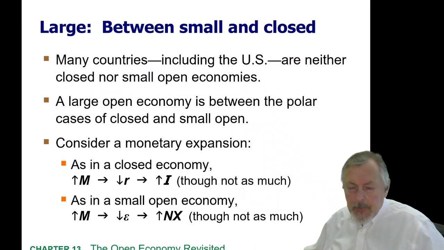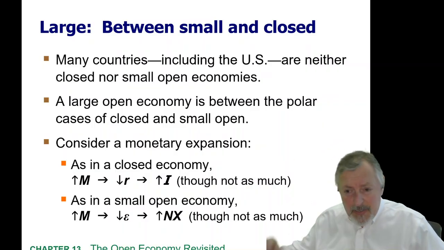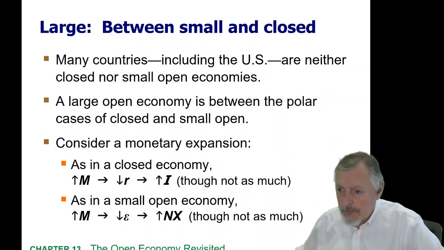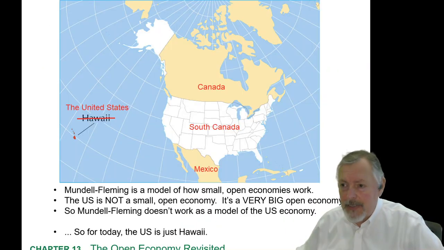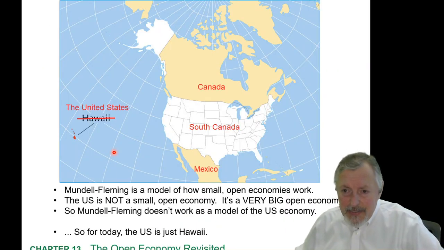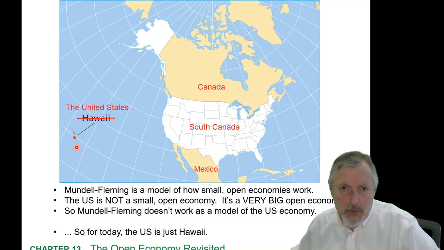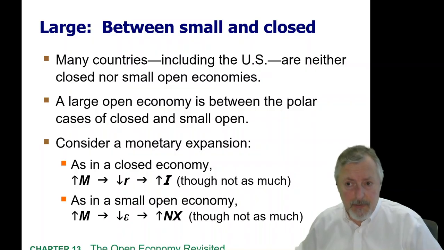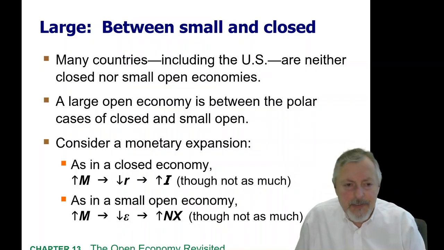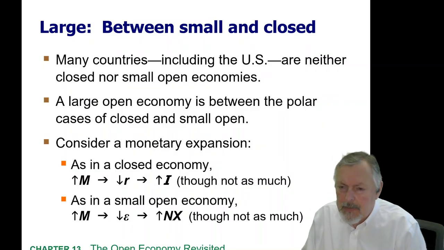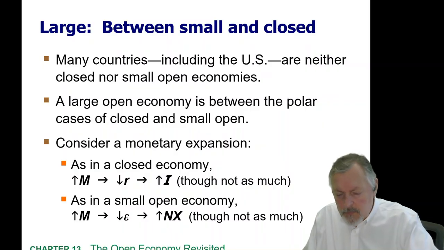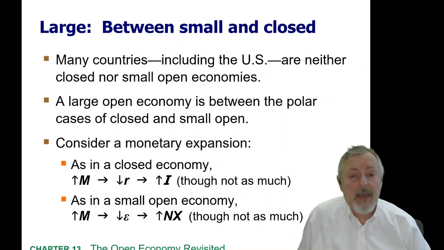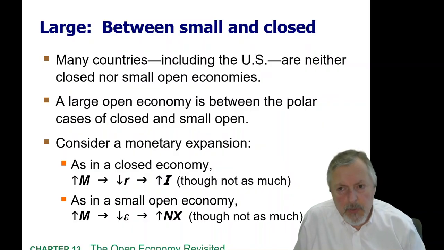Now, up until this point, we've been pretending that the United States is a little teeny economy, open but very small. Now we're relaxing that assumption. The United States is actually not just Hawaii. It's an open economy, but it's a large open economy. So domestic choices economically can potentially alter the world market's equilibrium.